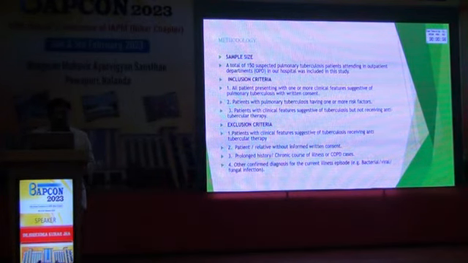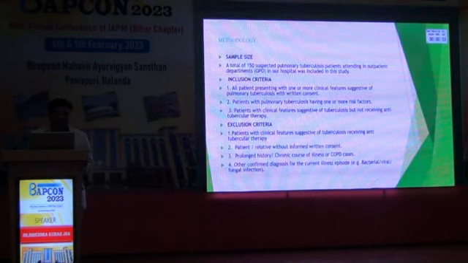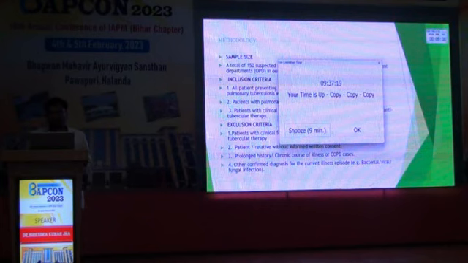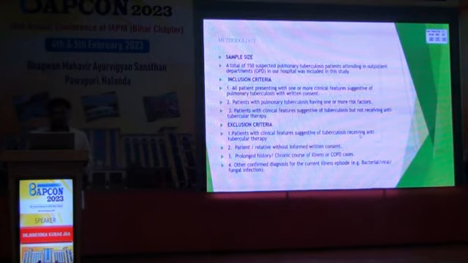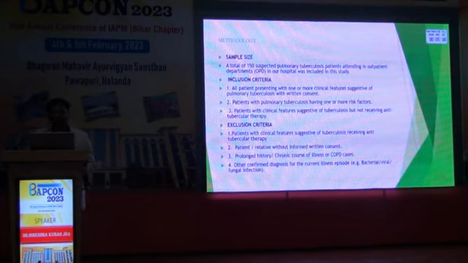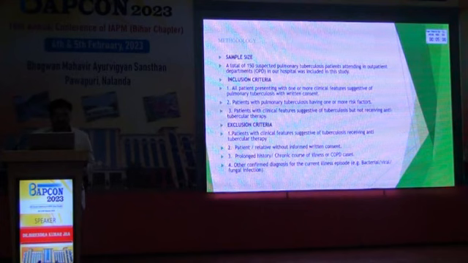Inclusion criteria: clinical features and history of pulmonary tuberculosis with written consent, pulmonary tuberculosis having one or more risk factors, patients with clinical features and history of tuberculosis but not receiving ATT. Exclusion: patients not giving consent, patients with clinical features and history of illness other than tuberculosis, prolonged history of chronic cough, or other illness like COPD.